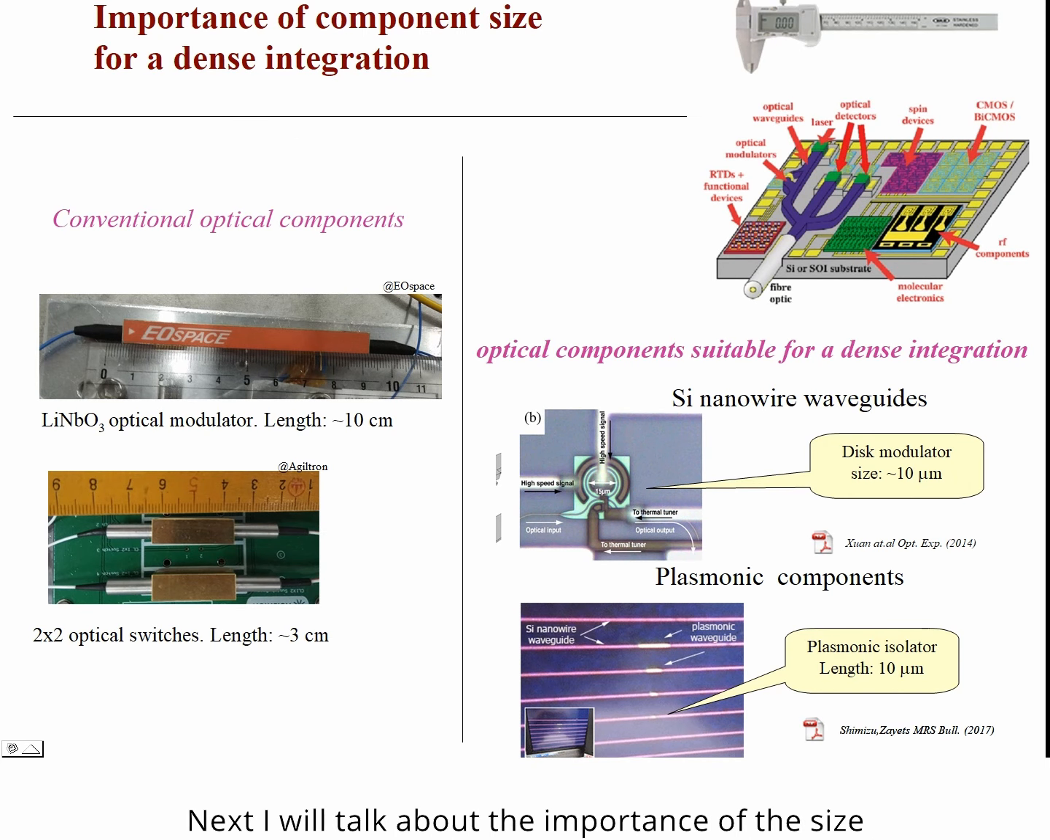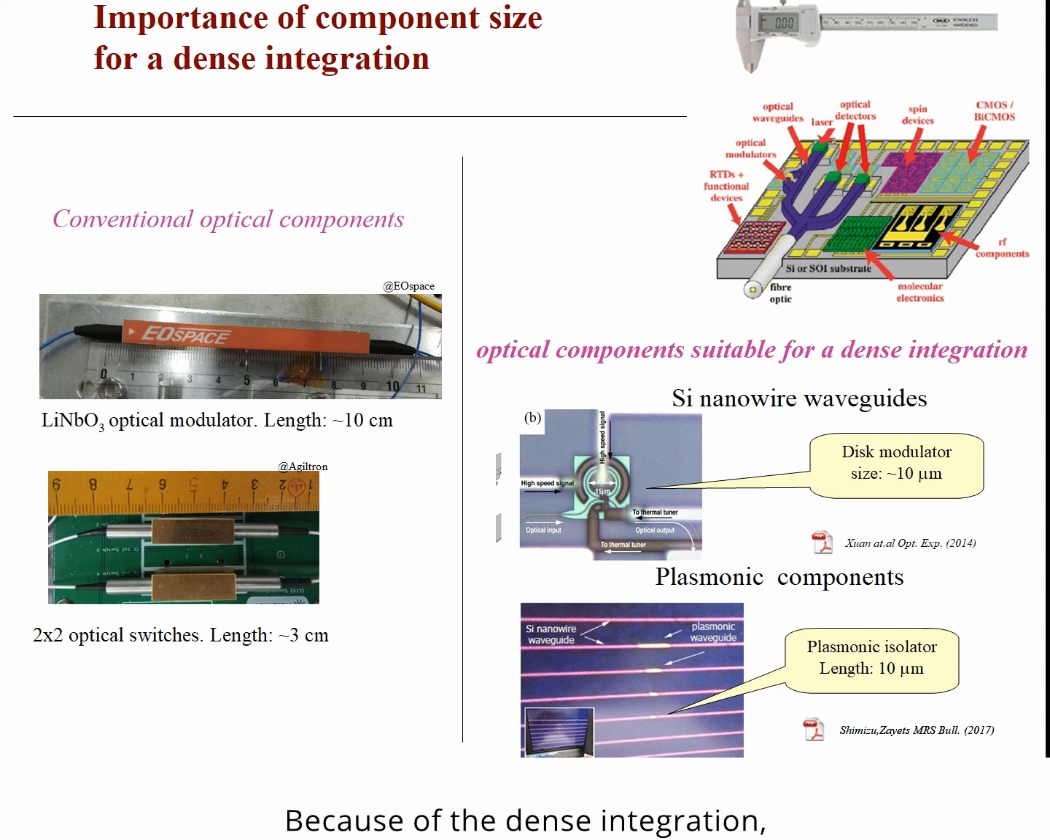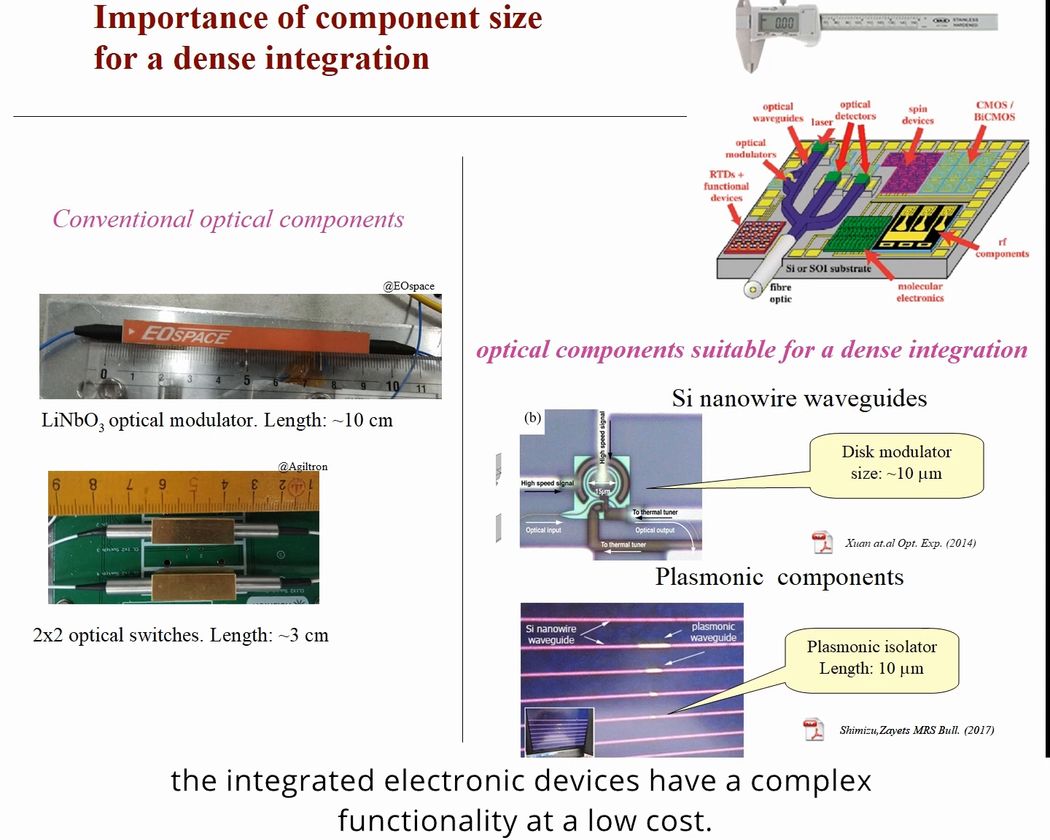Next, I will talk about importance of the size of optical components for dense integration. Similar to electronics, it is important to integrate all optical components into a dense chip. In the case of electronic circuits, the size of MOSFET transistors is very small, and billions of transistors can be integrated into one electrical circuit. Because of the dense integration, the integrated electronic devices have a complex functionality at low cost.